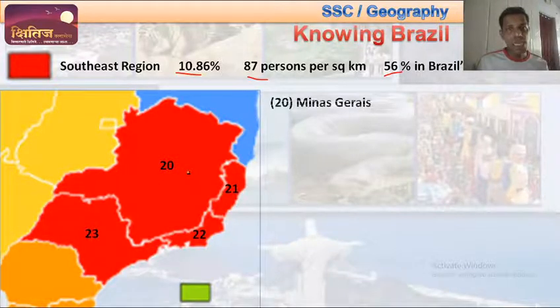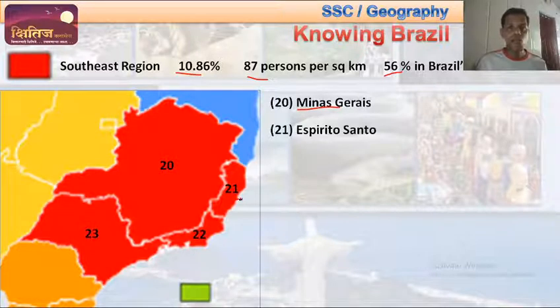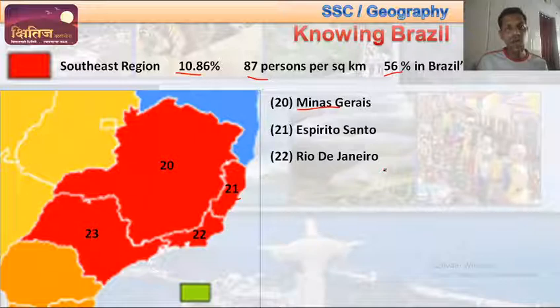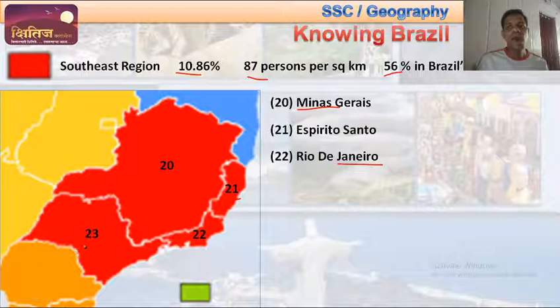We start with number 20, Minas Gerais. The word Minas comes from mine, where mining is done. This area has a lot of mines. Number 21 is Espírito Santo, the Holy Spirit, that is the meaning of Espírito Santo in English. Number 22 is Rio de Janeiro. Janeiro comes from the month January. And 23 is Sao Paulo, the richest state of Brazil.